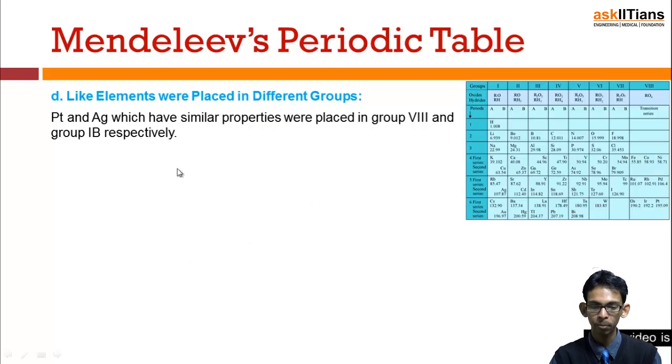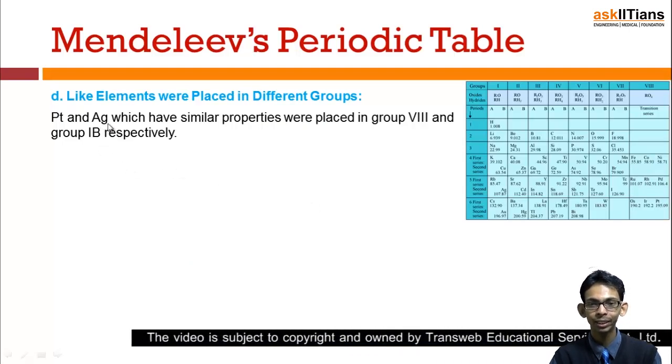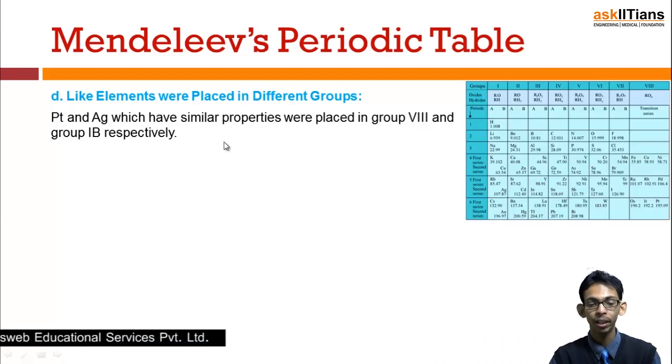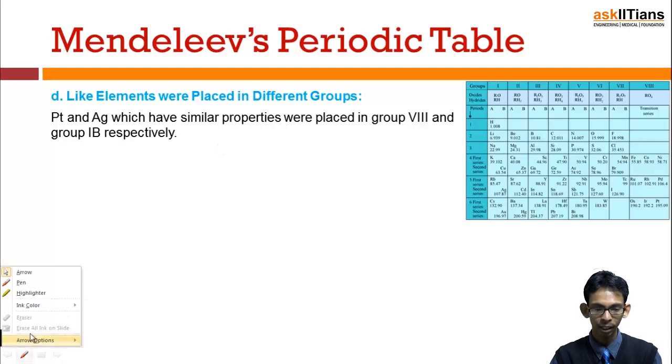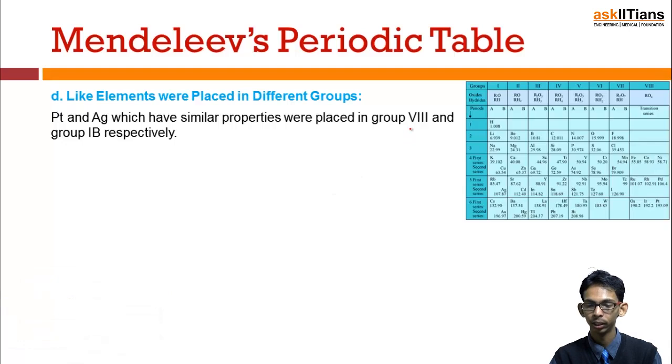Again, like elements were placed in different groups. If you see here, there is platinum and silver. Both have similar properties, but still they are placed in different groups. Platinum is placed in group 7, while silver is present in group 1B. Silver is here in group 1B, and platinum is here. So this was another demerit, that elements which have similar properties are present in different groups.